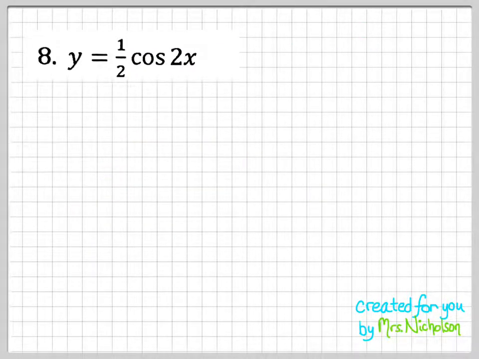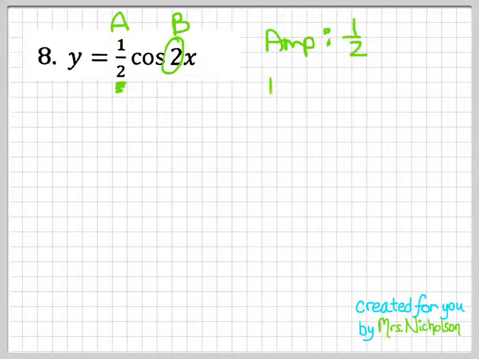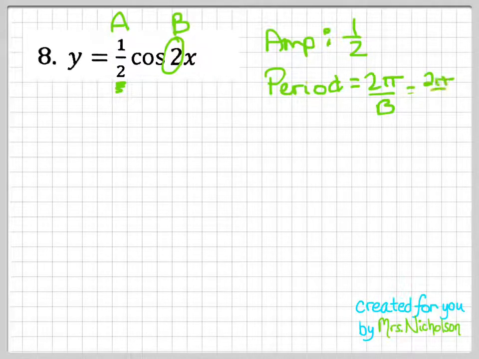Here on number 8, I've got two transformations, 1/2 here, so that's an amplitude change, and then a 2 here in front of the x, that's going to affect our period. That's a period change. So for this graph, amplitude is going to equal 1/2, and the period is going to equal 2 pi divided by b, and in this case that equals 2 pi over 2, which equals pi. So pi is my new period.